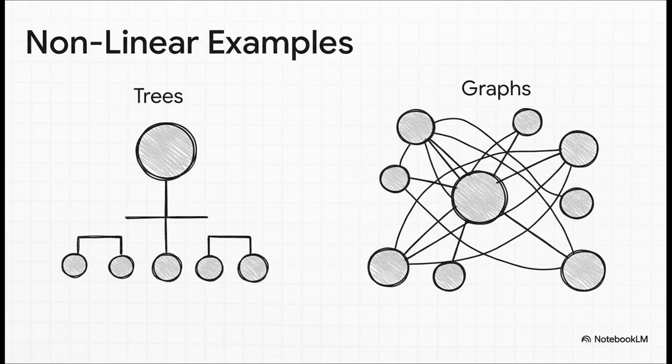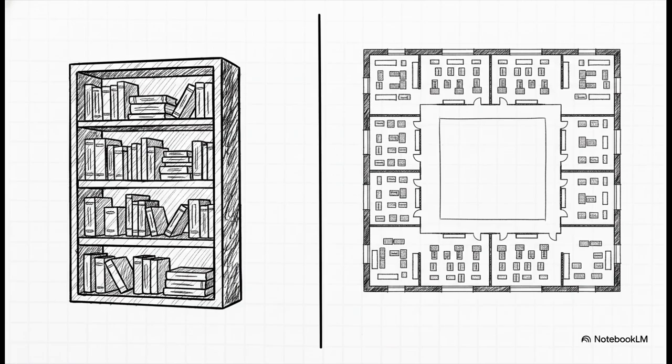Trees are just perfect for representing hierarchies, like the file system on your computer or a company's org chart. And graphs? They're used for even more complex networks, where anything can be connected to anything else, kind of like a social network or a map of roads in a city. And this right here just nails the difference. If linear structures, like arrays and stacks, are the individual bookshelves, then nonlinear structures are like the library's entire floor plan. They don't just hold the books, they show you how all the different sections and rooms are connected to each other.